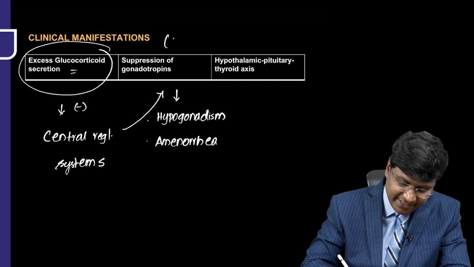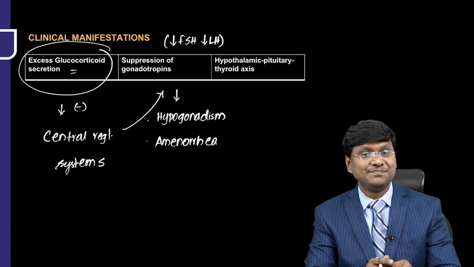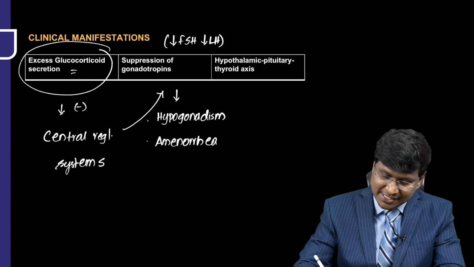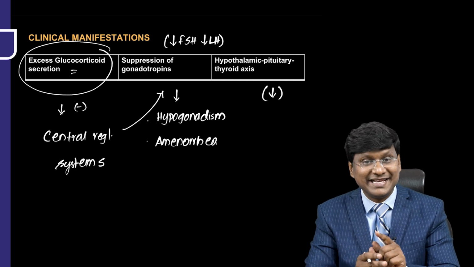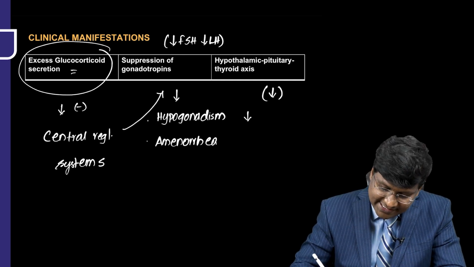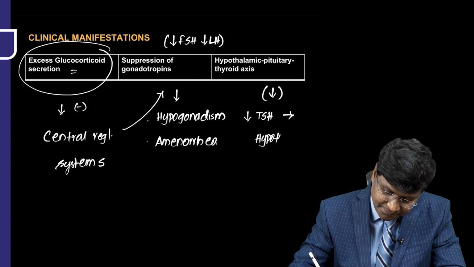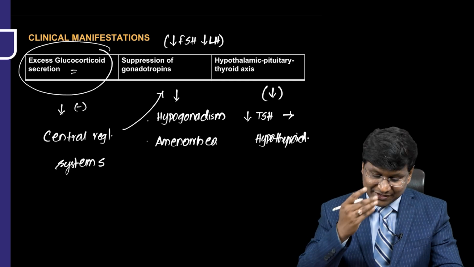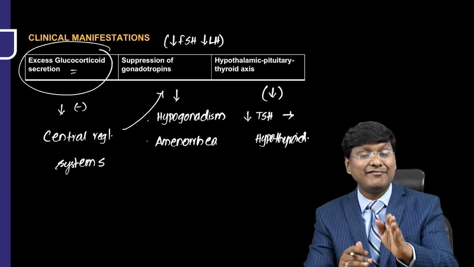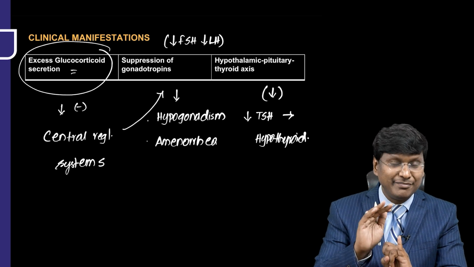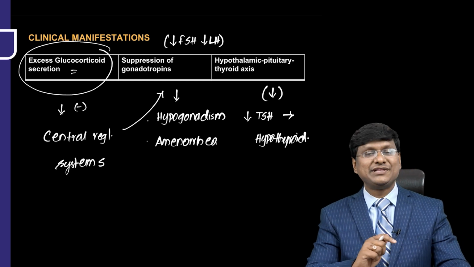That means there will be a decrease in the FSH and at the same time a decrease in the LH. Not only that, there will also be suppression of the hypothalamo-pituitary thyroid axis. So there will be a decrease in the TSH, and that will result in hypothyroidism. So remember, the excess glucocorticoid will not only have the Cushing's manifestations, it will also have mineralocorticoid activity, hypogonadism, and hypothyroidism as well.